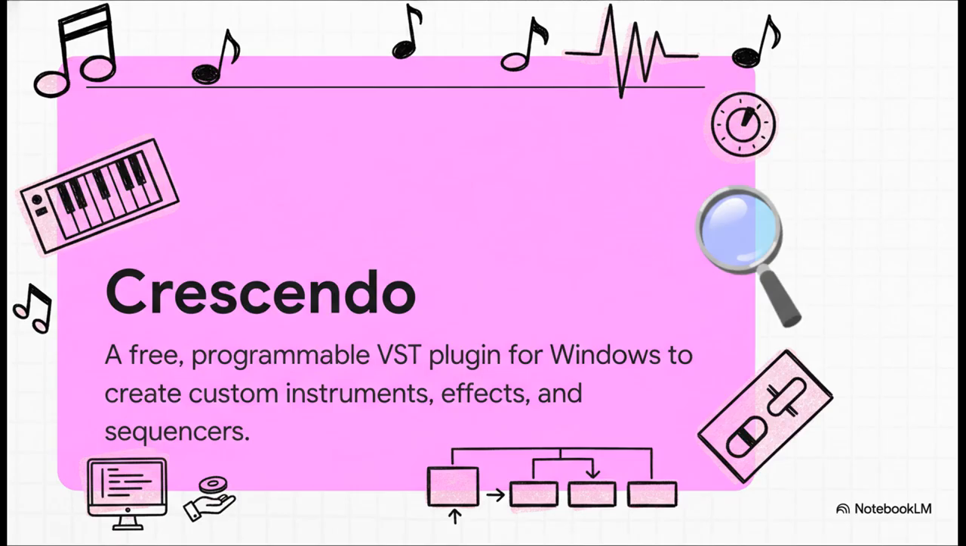So, okay, what is this thing really? It's called Crescendo, and at its core, it's a free programmable VST plugin for Windows. Now, programmable is the key word here. It means you can literally build your own custom instruments, your own audio effects, MIDI effects, even full-blown sequencers. And you do it all just by writing some simple text. And yeah, when I say free, I mean actually free. You can use it, copy it, share it with your friends, no strings attached, not a single penny.